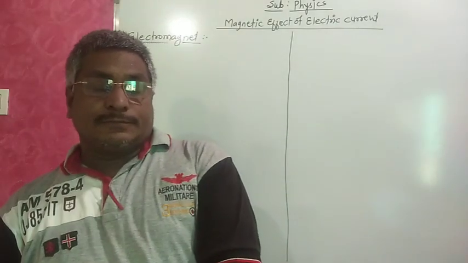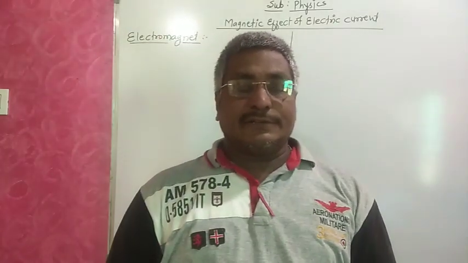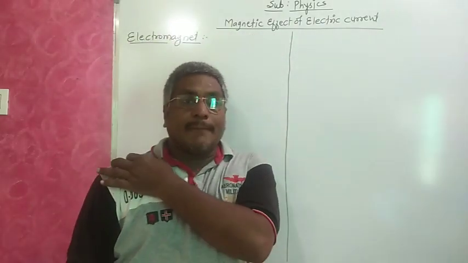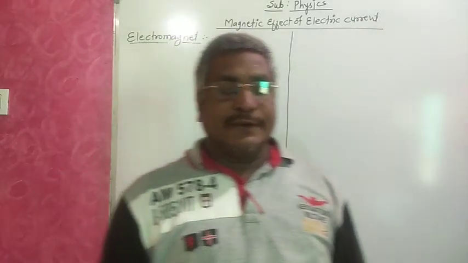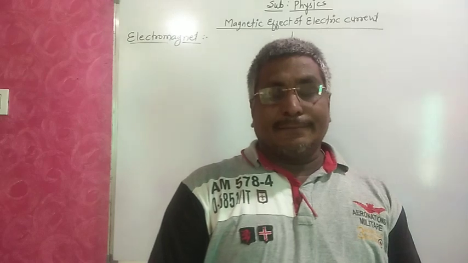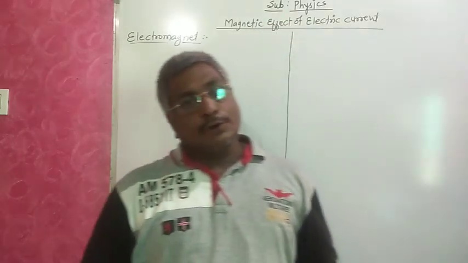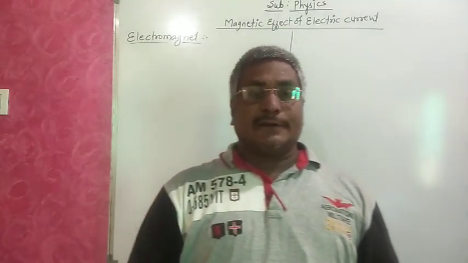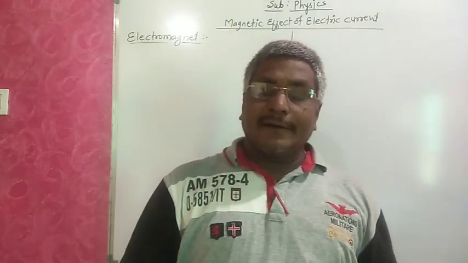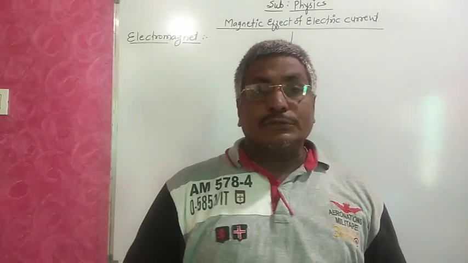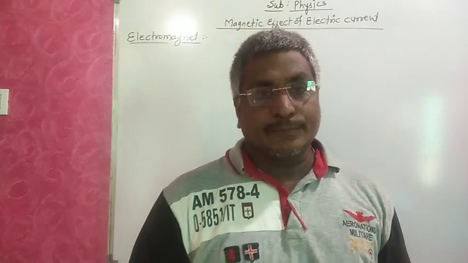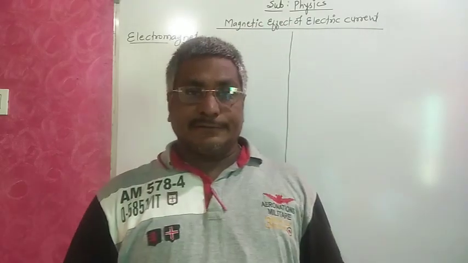Hello students. In the last video we discussed the magnetic field pattern. We studied three patterns. The magnetic field pattern produced due to a straight current carrying conductor, the second pattern due to a circular loop, and the third pattern due to a solenoid.